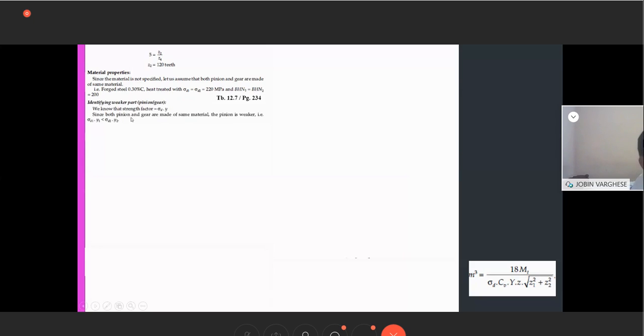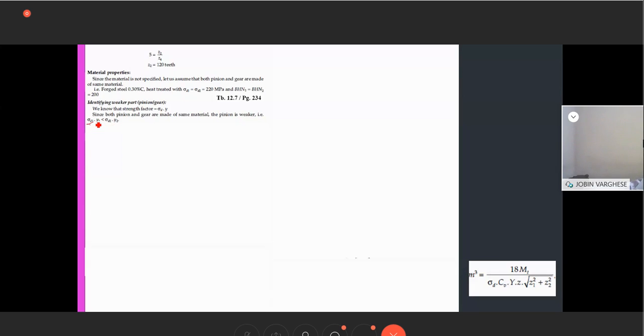That is, which one is weaker, the pinion or the gear. Usually we use the method called the strength factor method, that is sigma T multiplied by the Lewis factor Y. Since both pinion and gear are made of the same material, the pinion is weaker. This was the condition we have already dealt with. That is, the pinion is taken as the weaker one since the material is the same, that is sigma d1 y1 less than sigma d2 y2. That is the condition we are using.